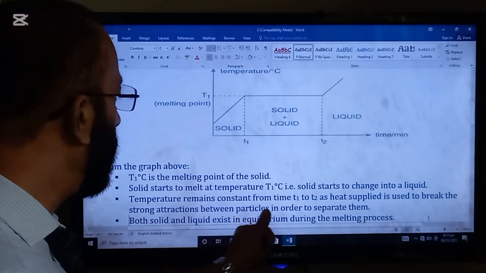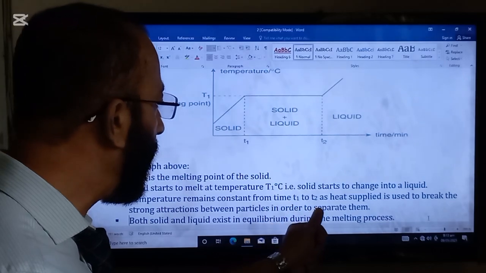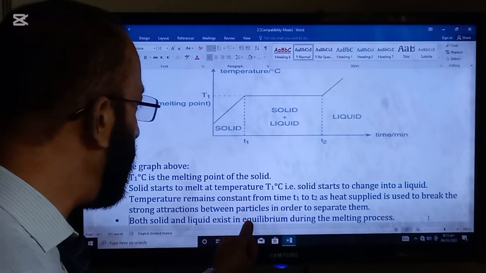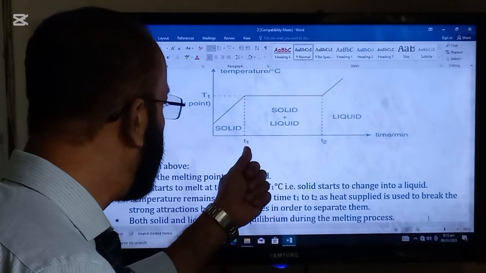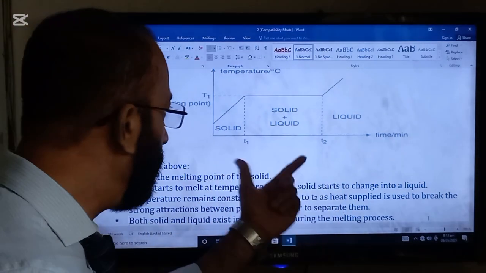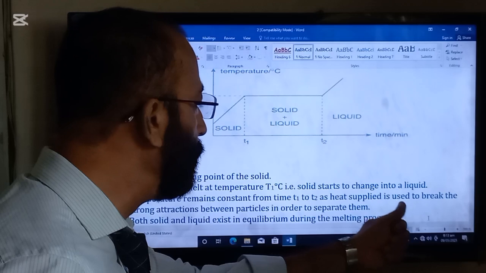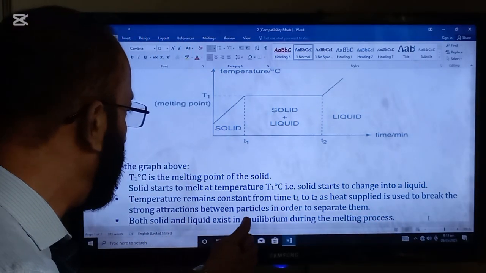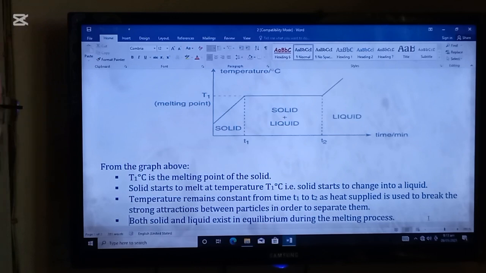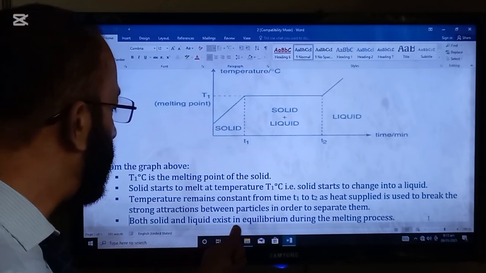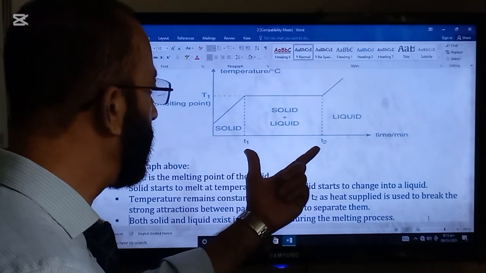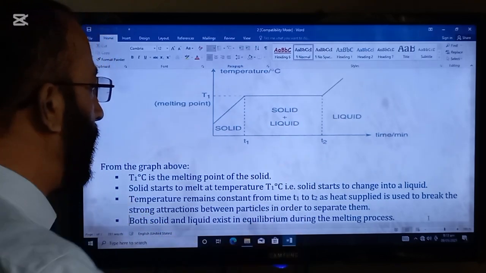Temperature remains constant from time T1 to time T2 as heat supplied is used to break the strong attractions between the particles in order to separate them. Here is time T1, here is time T2. During this time, heat supplied is used to break the strong attractions between the particles in order to separate them. Both solid and liquid exist in equilibrium during the melting process. So during this time, an equilibrium process will take place.